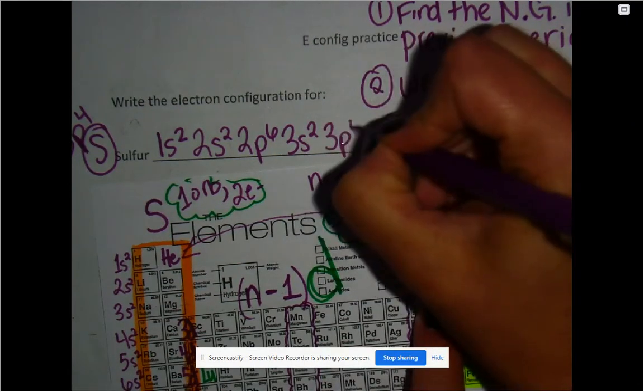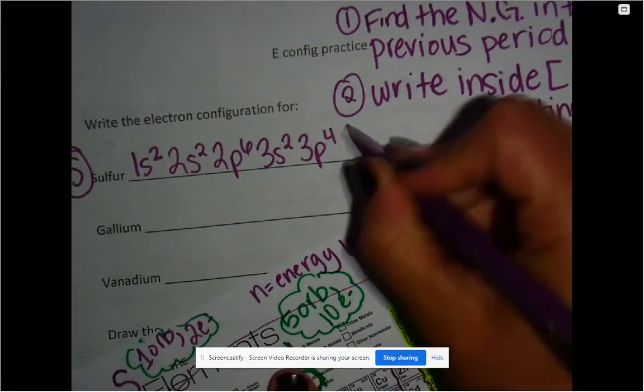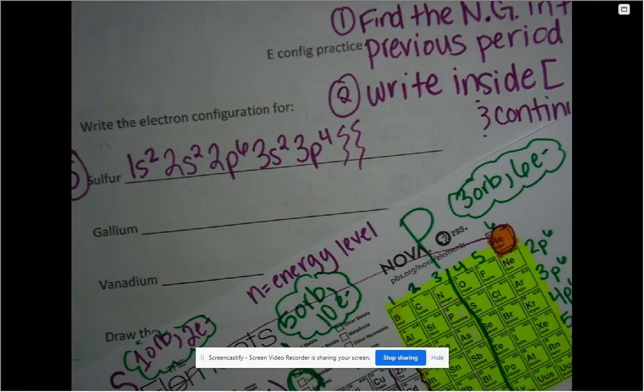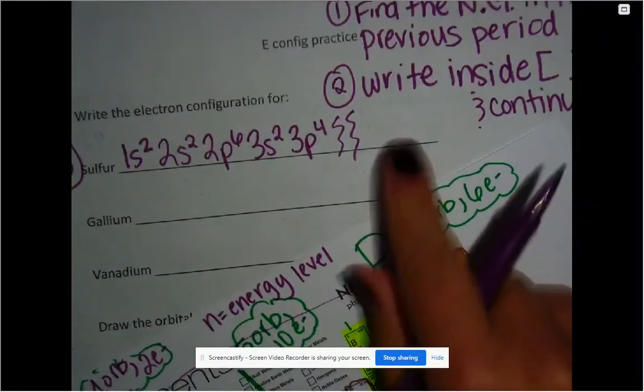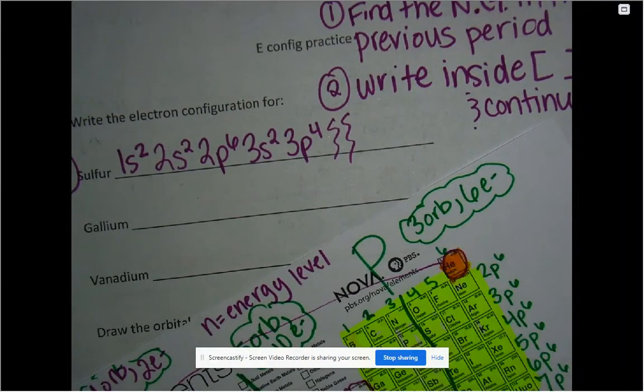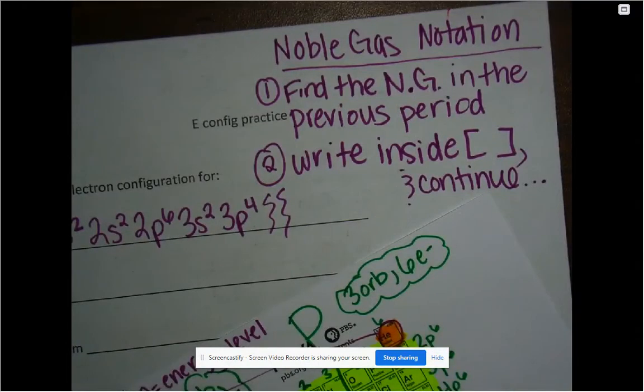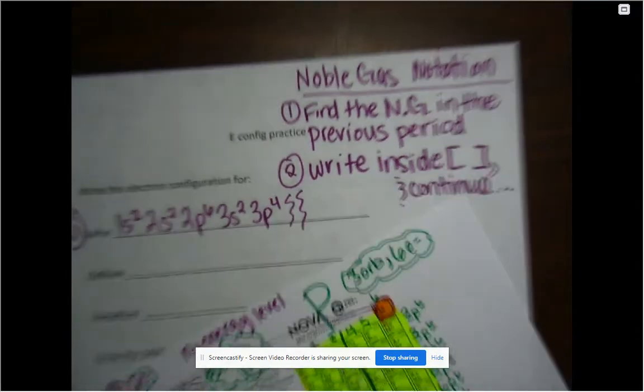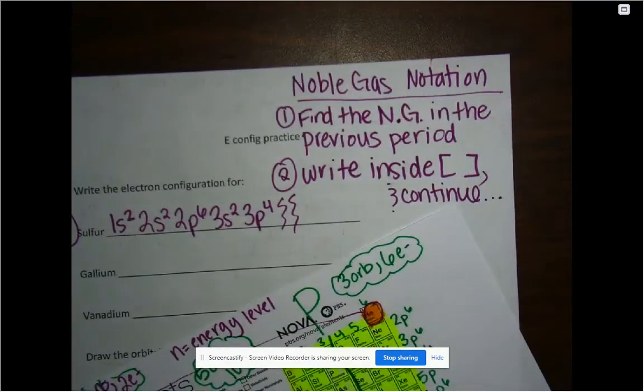Perfect. All right, awesome. So give yourself 2 little squiggly lines, and we're going to write the noble gas notation. And believe it or not, it can fit in that little space right there. That's why you're going to love it. All right. So for noble gas notation, we're going to look at what we just wrote for our notes. That way you guys are applying your notes here.